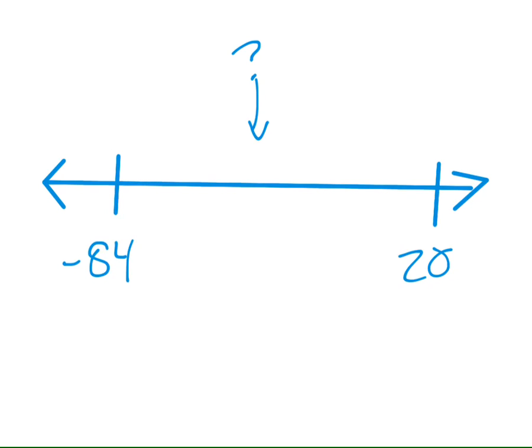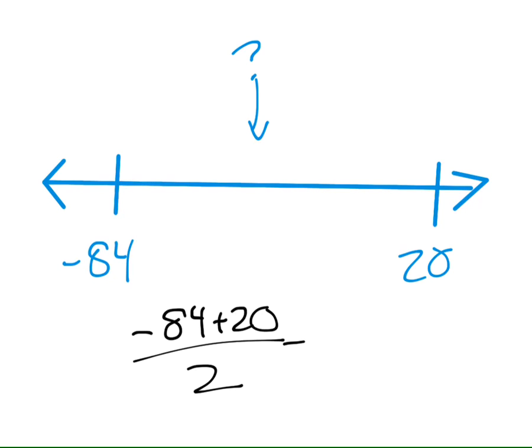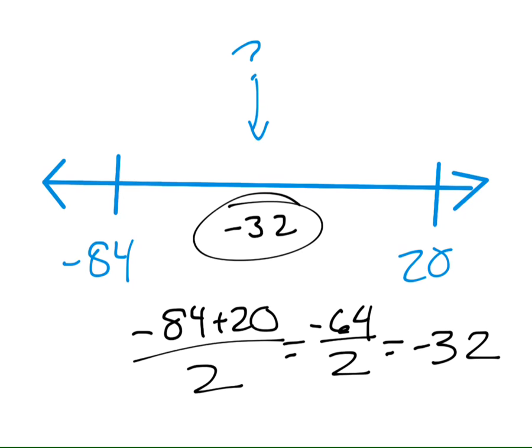How do you find average? You add the two numbers, you divide them by 2. -84 plus 20, divide by 2. If you're in debt $84, you add 20, you're in debt $64. You divide that by 2, -32 is going to be the exact midpoint between those two coordinates. Okay? Between that number line. Pretty easy with the number line, right? Nothing too difficult there.